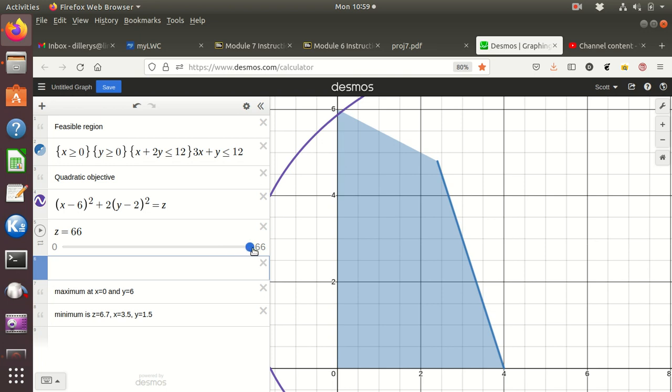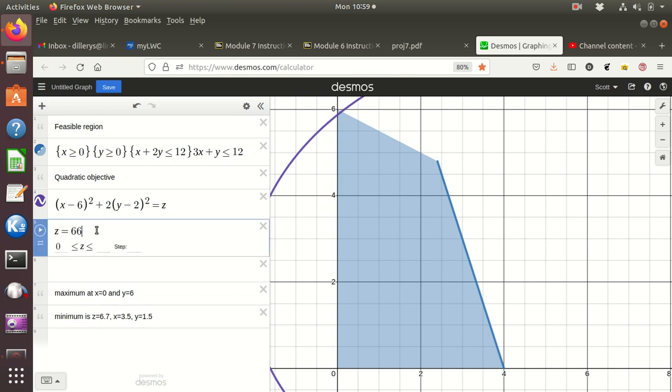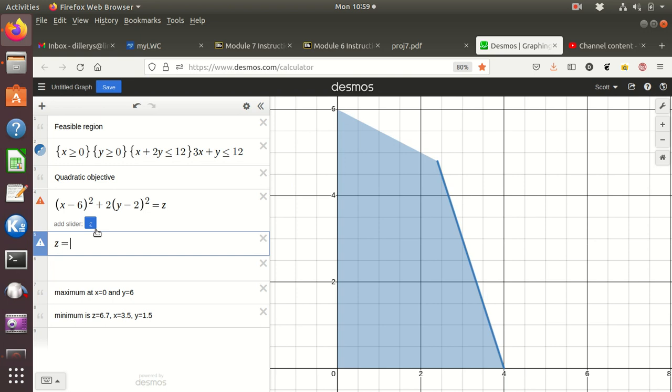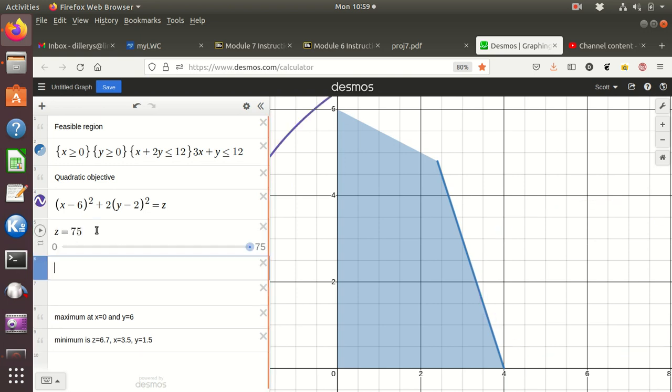And it looks like it would be, oh, well, 66 isn't big enough. Let's make it 75 there. And yeah, that's too big, so I'll bring it back down. And it's somewhere around here, a value of about 68.